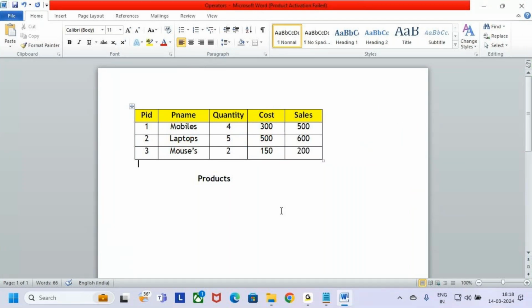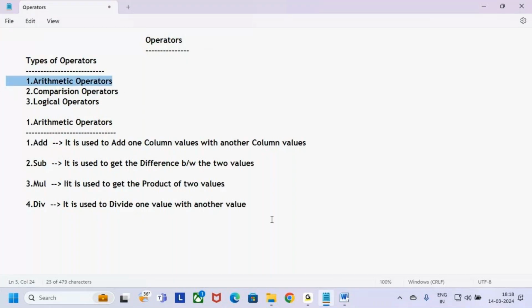So these are the different types of arithmetic operators you need to use: when to use the addition operator, subtraction, multiplication, and division operators. And the next one is comparison operators. Now, what are the different types of comparison operators we'll have?